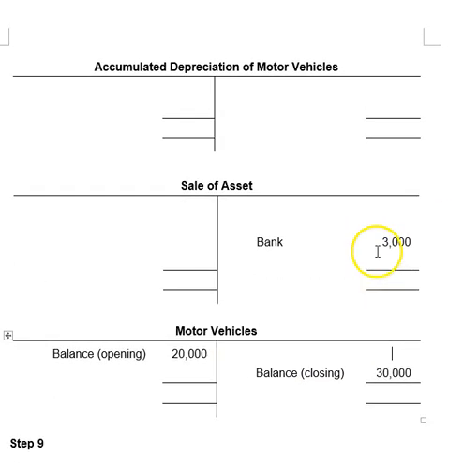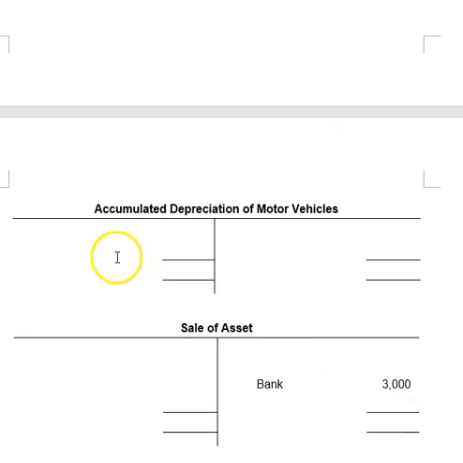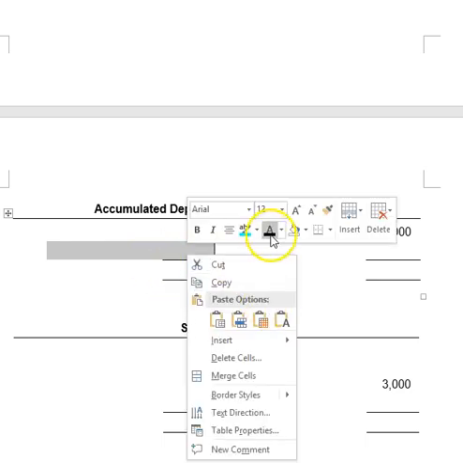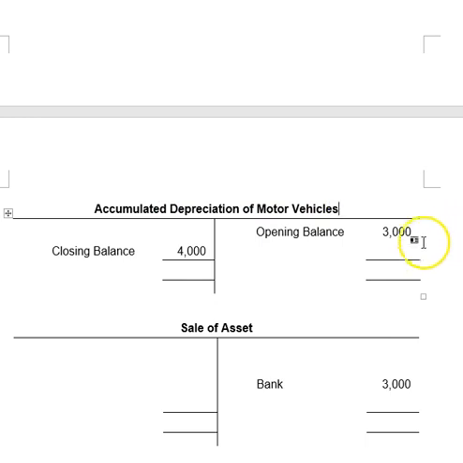If you still remember, I did mention that your accumulated depreciation has an opening balance of 3,000 and a closing balance of 4,000. Accumulated depreciation is a negative asset, so your opening balance will be on your credit side.